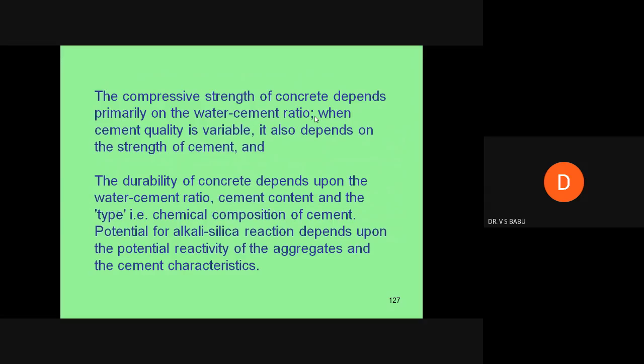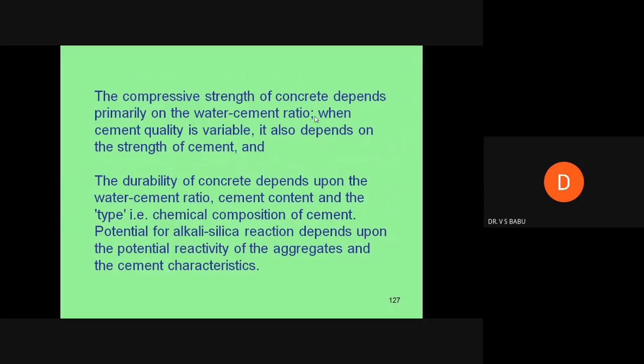Now you see, if you are using a low water cement ratio, the durability is also influenced. That means if your concrete is very, very compacted, the durability is also very high. That means long life. That means the structure should not deteriorate up to 50 years, 100 years later on. Next, cement content and the type of the cement.